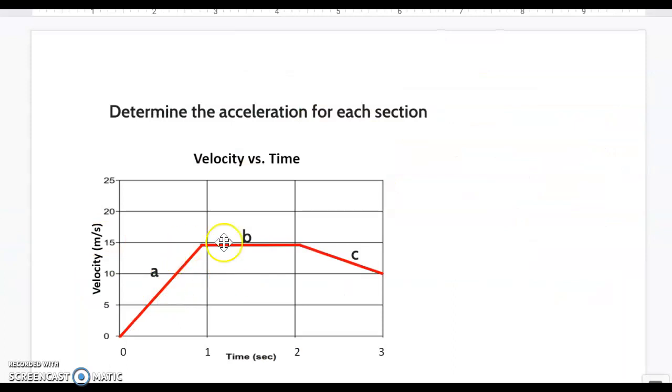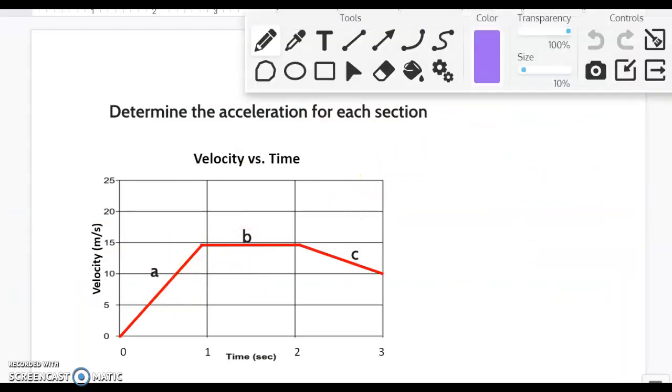I could do that on some of these other problems too. Something like this, we can determine acceleration from. So if we apply that same equation at each section, like for letter A, the acceleration is final speed or final velocity minus initial velocity divided by the time. My final velocity, it ends at 15. My initial velocity, it starts at 0. Divided by the time, it goes from 0 to 1. And my acceleration ends up being 15 meters per second per second.